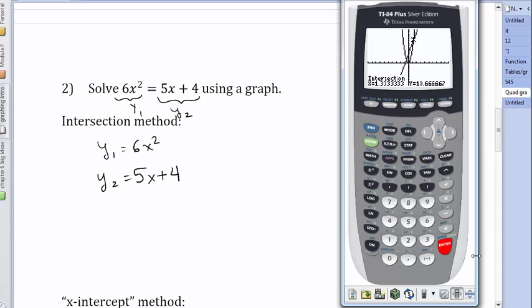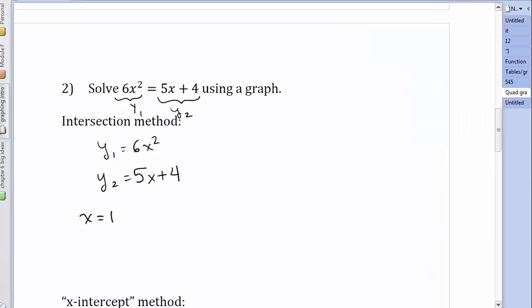Then I press enter. And that looks like 1.3 repeating, which is 1 1/3. So one of my solutions here is x equals 1.3 repeating, which is 1 1/3 or 4/3.